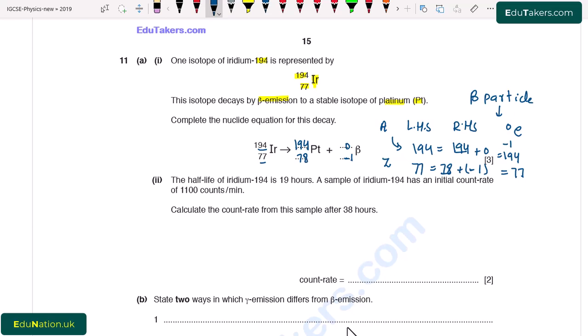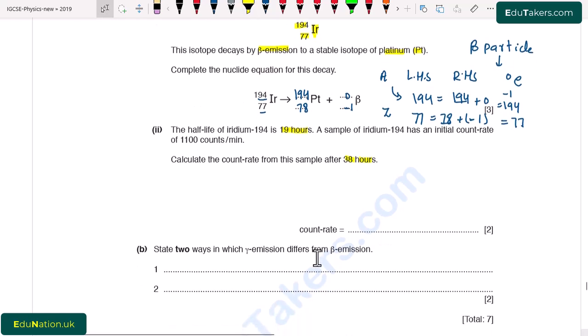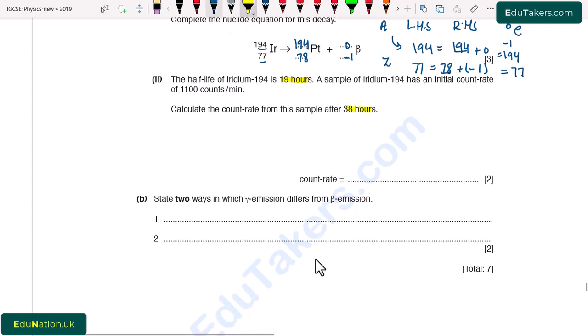Part 2. The half-life of iridium-194 is 19 hours. A sample of iridium-194 has an initial count rate of 1100 counts per minute. Calculate the count rate from this sample after 38 hours. So we have to calculate the count rate after 38 hours. It is given that the half-life of iridium-194 is 19 hours. Half-life is the time during which half of the atoms of any isotope decay.